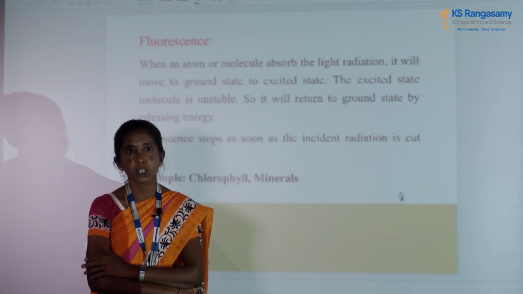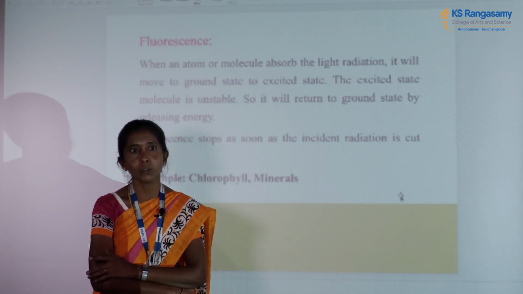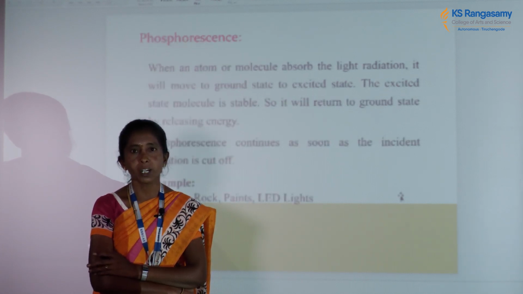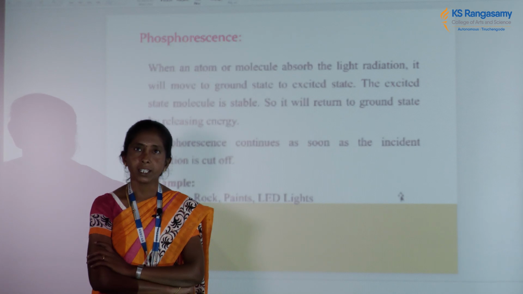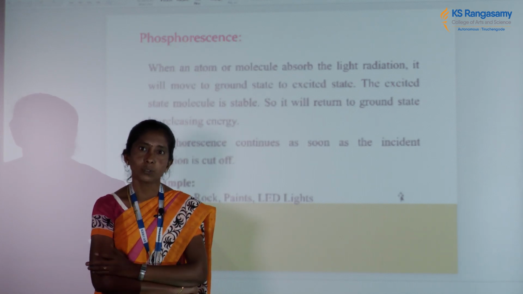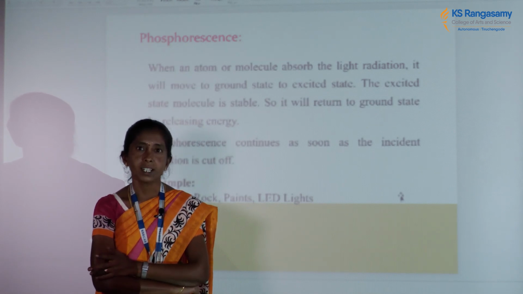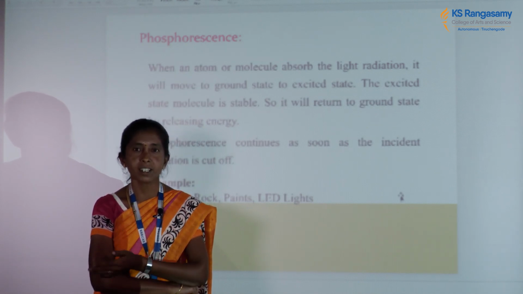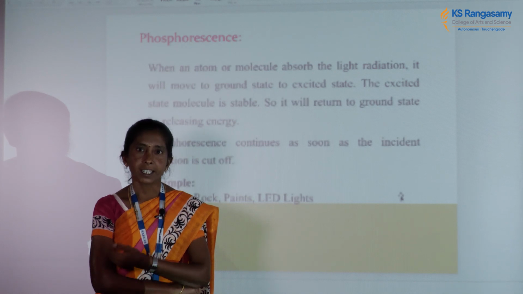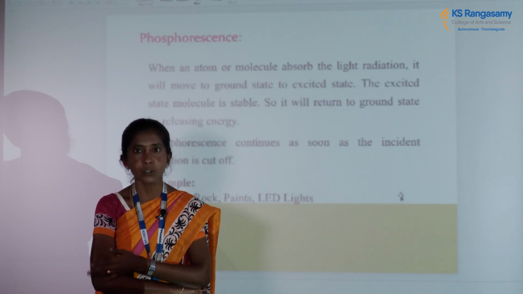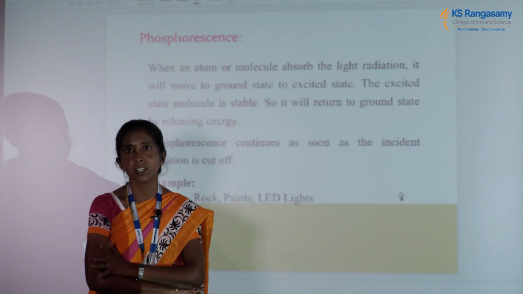And another reaction is phosphorescence. Here, when the atom or a molecule absorbs light energy, it will move from the ground state to the excited state, and here the lifetime of the excited molecule is very large, so the molecules return to the ground state with the emission of light radiation. The difference between fluorescence and phosphorescence is that in fluorescence, when we cut the light radiation, the emission stops as soon as it is cut, and in phosphorescence, even when the light radiation is cut, the emission of radiation continues. This is the main difference between fluorescence and phosphorescence.